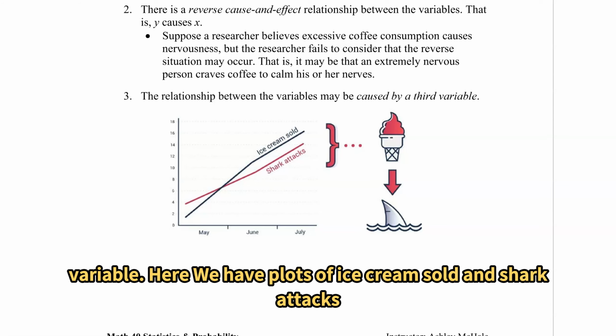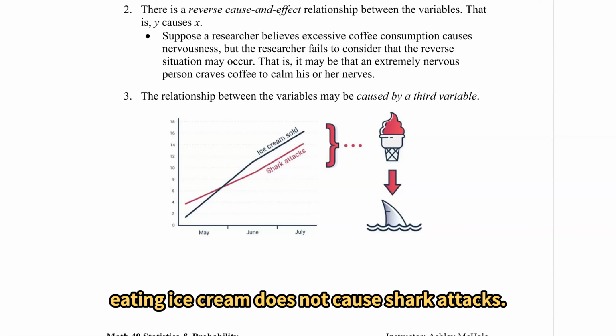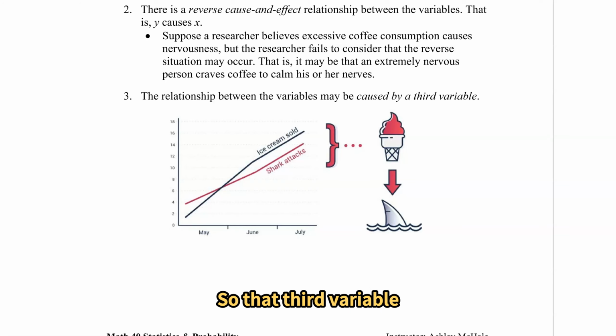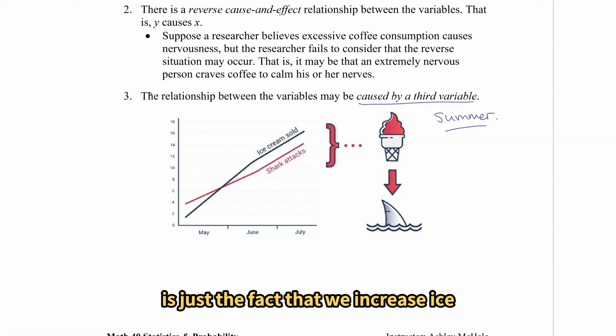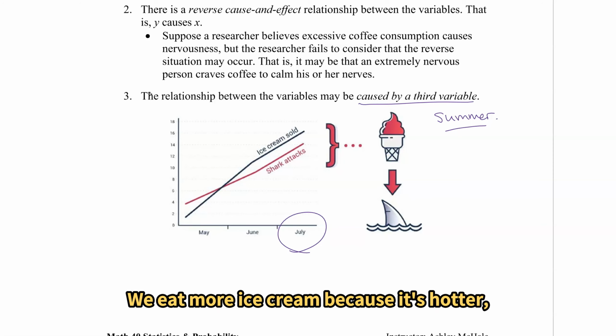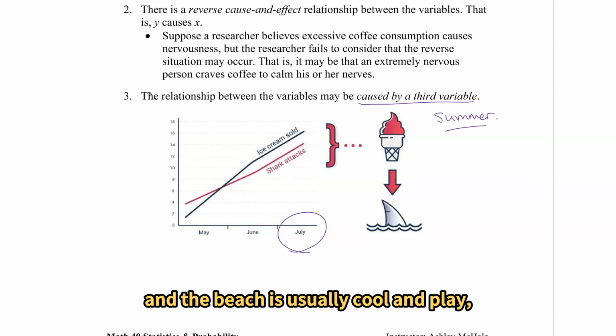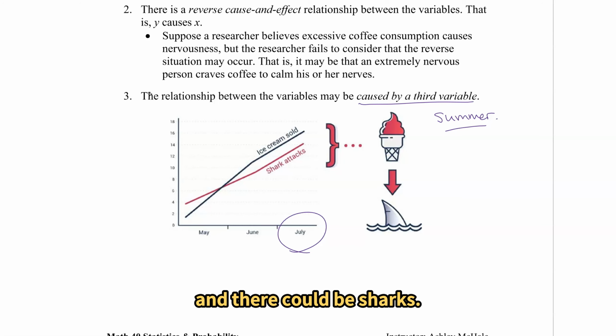It could be the case that the relationship between the variables is caused by a third variable. Here we have plots of ice cream sold and shark attacks, and it looks like they're pretty closely related. But we know that eating ice cream does not cause shark attacks. So that third variable is just the fact that we increase ice cream and shark attacks in the summer. We eat more ice cream because it's hotter, and we go in the water at the beach because it's hotter and the beach is usually cool, and we can play, and there could be sharks.